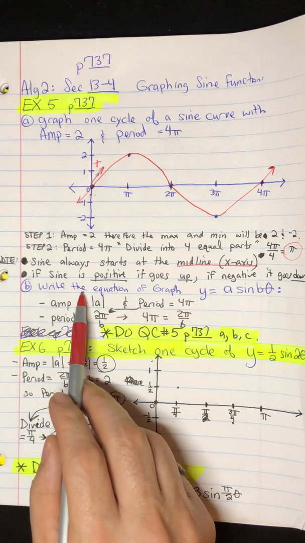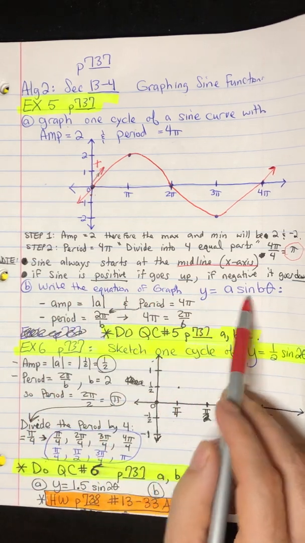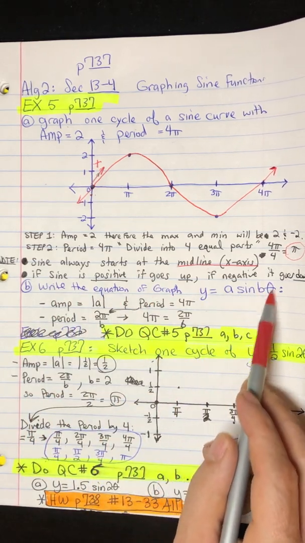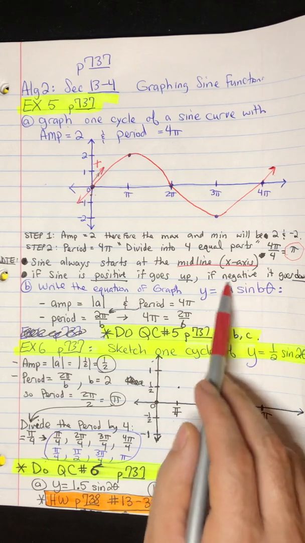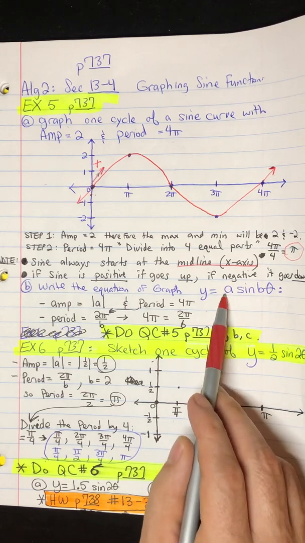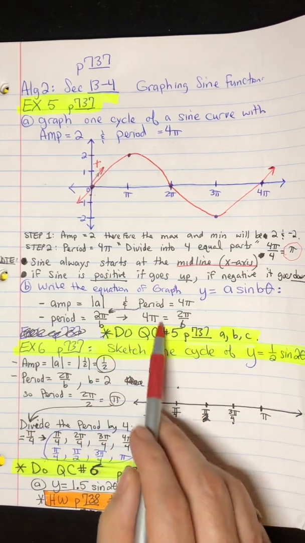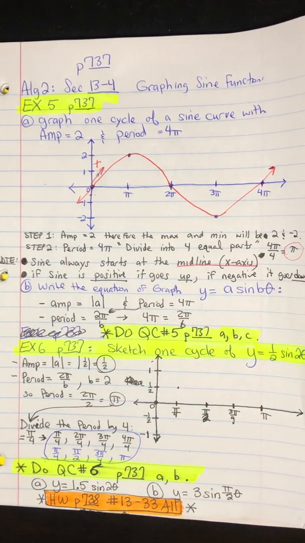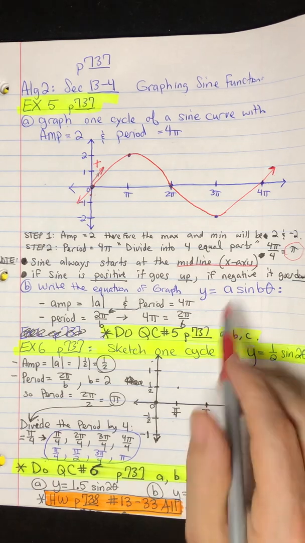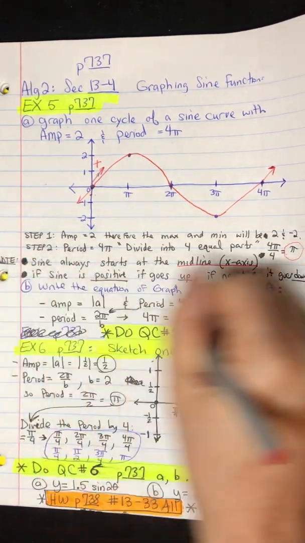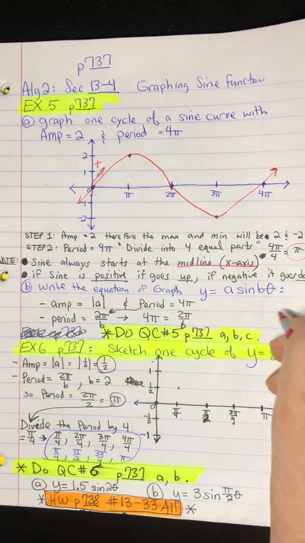Okay, B says, write the equation of the graph in this form: A sine of B theta. A is the amplitude. B is not the period. B is the number of cycles from 0 to 2 pi. Again, B is the number of cycles from 0 to 2 pi.